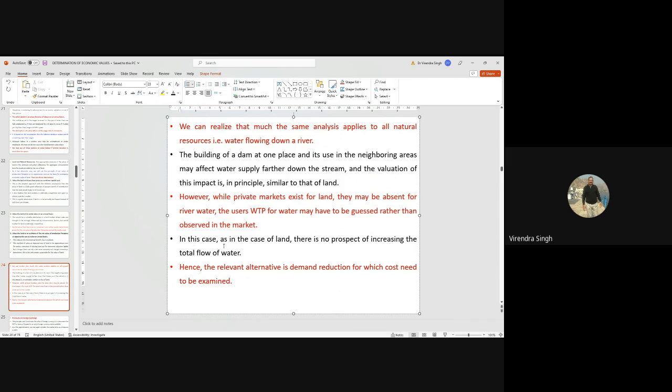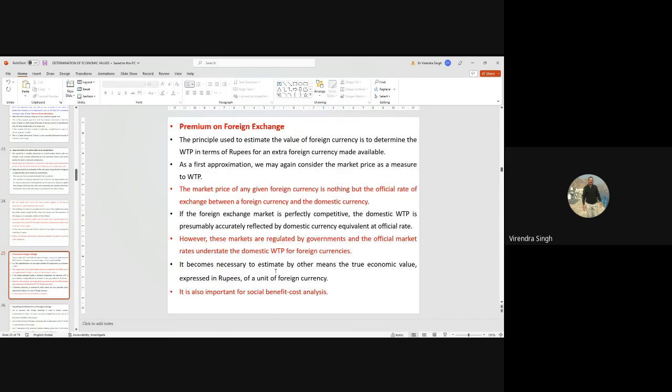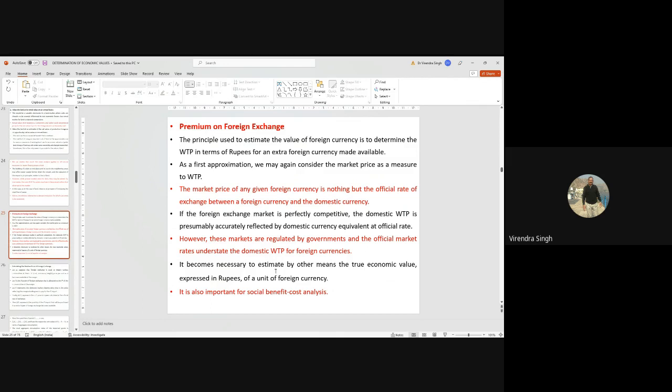So in this case, as in the case of land, there is no prospect of increasing the total flow of water. Hence, the relevant alternative is demand reduction, for which costs need to be examined. This is an alternative actually.